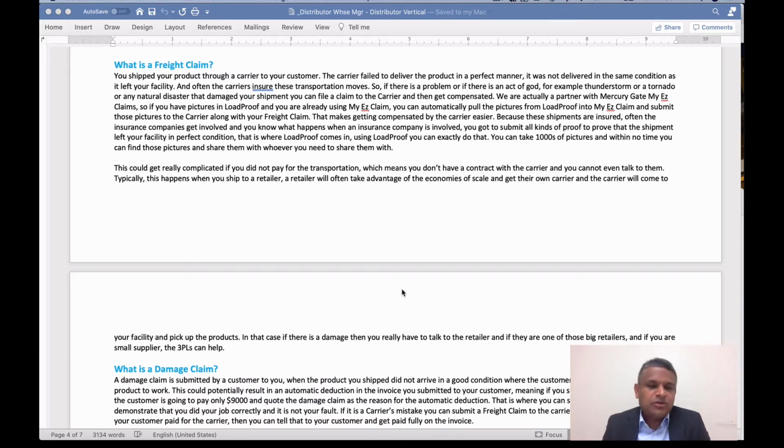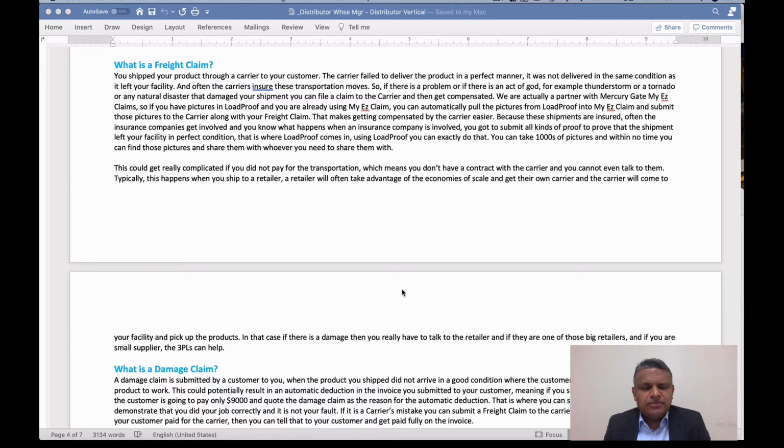Now because LoadProof and MyEasy Claim are integrated, with the push of a button you can pull the pictures from LoadProof to MyEasy Claim and submit your freight claims. I mean, pictures are very, very important, right? That makes getting compensated by the carrier easier because these shipments are insured.